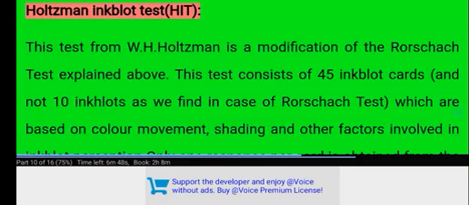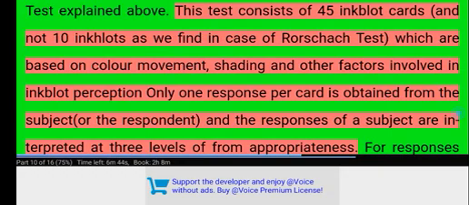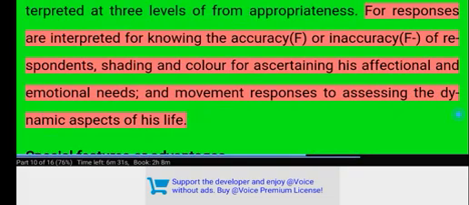Holtzman inkblot test, HIT. This test from W. H. Holtzman is a modification of the Rorschach test explained above. This test consists of 45 inkblot cards, and not 10 inkblots as we find in case of the Rorschach test, which are based on color, movement, shading, and other factors involved in inkblot perception. Only one response per card is obtained from the subject or the respondent, and the responses of a subject are interpreted at 3 levels of form appropriateness. Responses are interpreted for knowing the accuracy or inaccuracy of respondents, shading and color for ascertaining his affectional and emotional needs, and movement responses for assessing the dynamic aspects of his life.